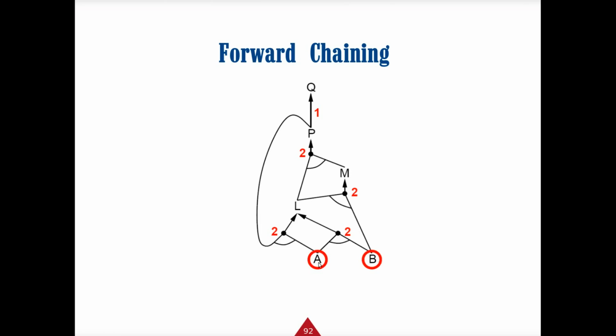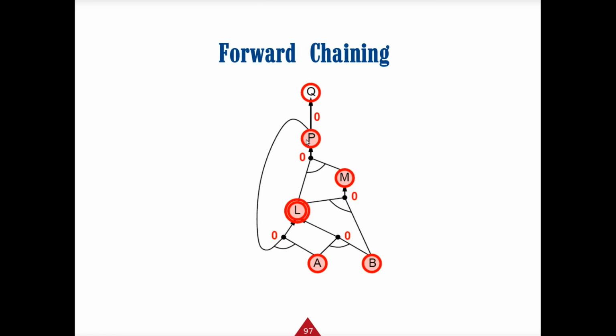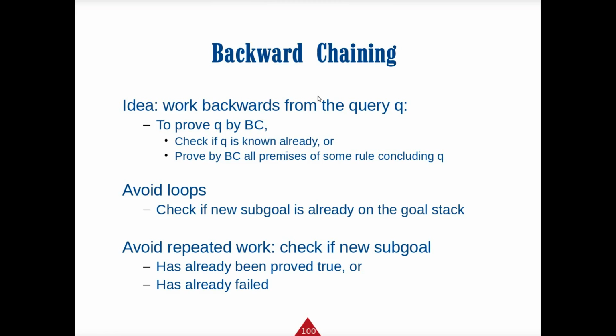So we start here. We know A and B. We validated L in this case, so we know L is true. We validated M, so we know M is true. We validated P, P is true, and then we know Q is true. So this is forward chaining, where we start with our data and then we add more data. We work towards our end proof, or prove our statement.